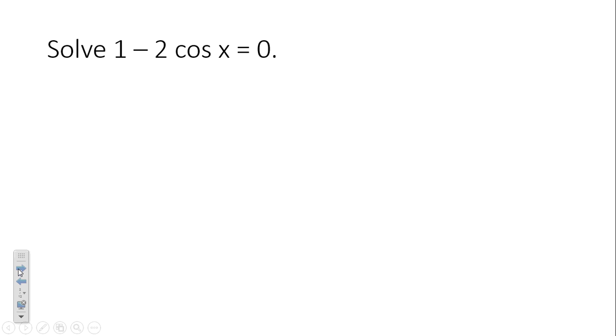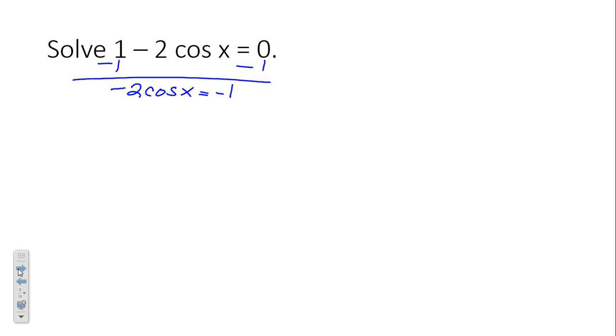So if I asked you to solve 1 minus 2 times the cosine of x equals 0, if this was just plain 1 minus 2x equals 0, what's the first thing you would do? Bring the 1 to the other side. So nothing is changing just because we have trig functions. So when we take that 1 to the other side, we'll have negative 2 times the cosine of x is equal to a negative 1. And then what would we do?